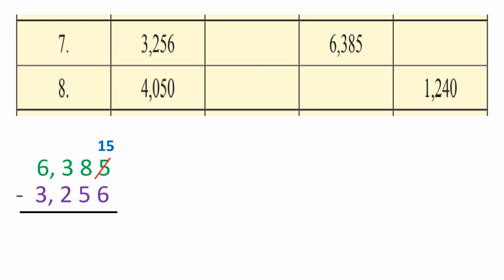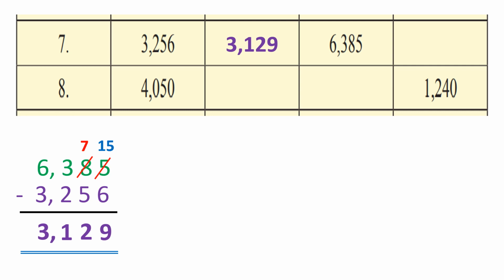You borrow, it becomes 15. Now 15 minus 6 is 9. 8 here becomes 7. 7 minus 5 is 2. 3 minus 2 is 1. 6 minus 3 is 3. Your answer for the second number is 3,126. You write the number here, 3,126 for the second number.